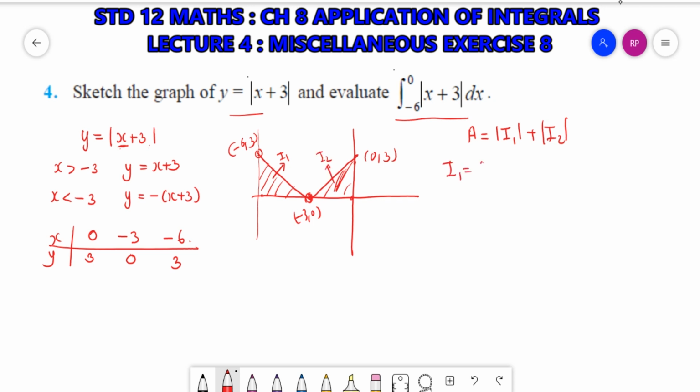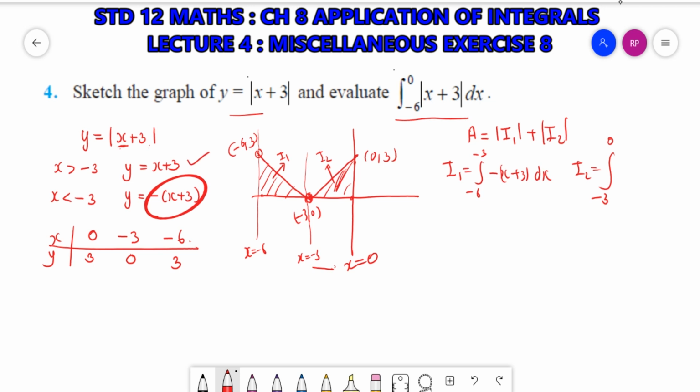I1 will be integration. See here, this line is x equal to minus 6. This will be x equal to minus 3. So minus 6 to minus 3, see it's less than 3, so I will have to use this function, minus x plus 3. And I2, that you can see minus 3 to, this is x equal to 0. This region. So minus 3 to 0, and here as it is greater than minus 3, so I will use this function, x plus 3.